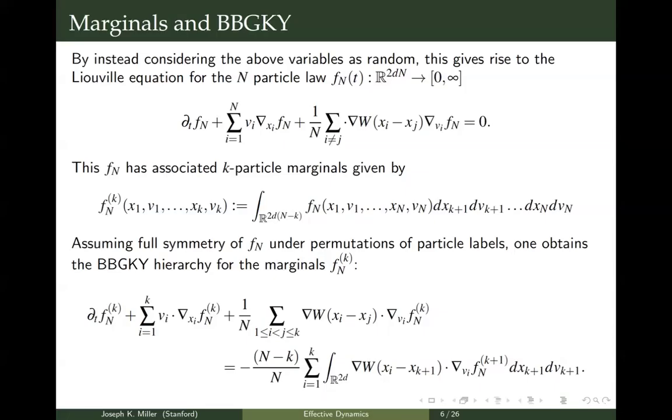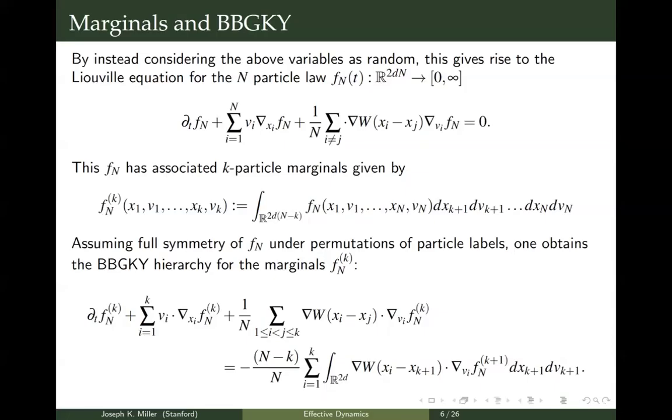I look at only k particle subsystems. So I pick a smaller subsystem. Now, if I do this, each of the F_N,k's, so these objects here, and I plug it back into this equation and see what I get. If I assume that my particle labels are invariant, I'm allowed to flip particle labels, you can derive what's called the BBGKY hierarchy.